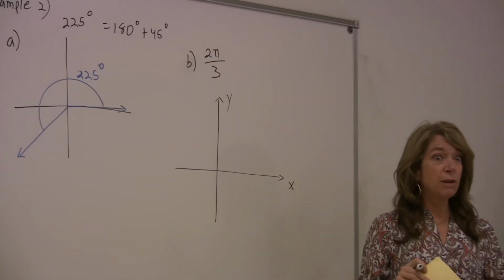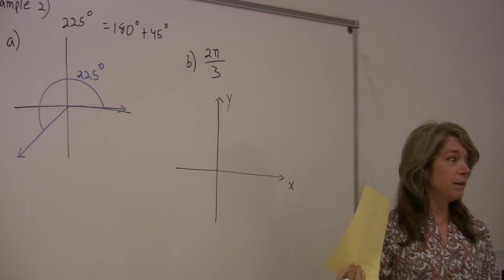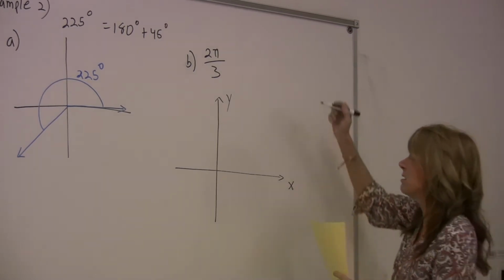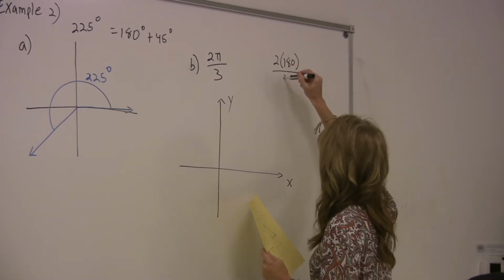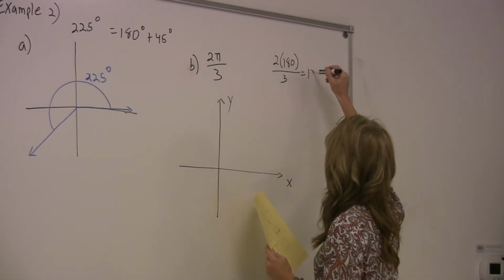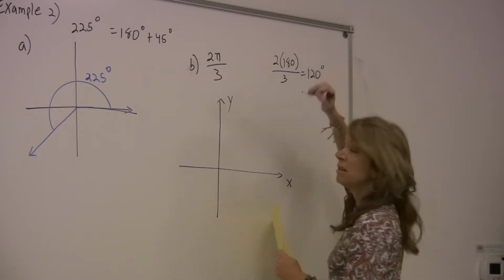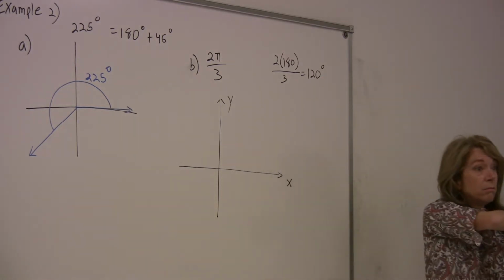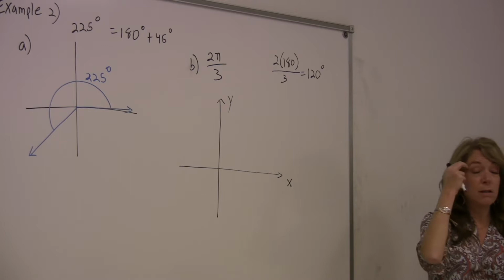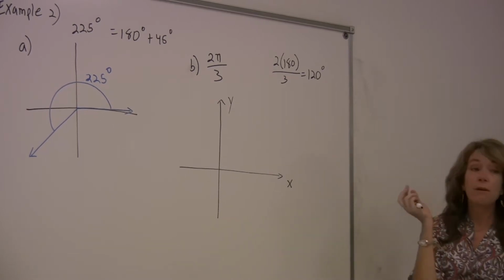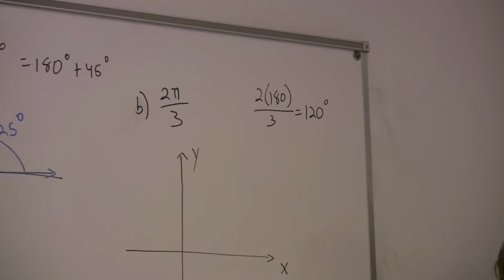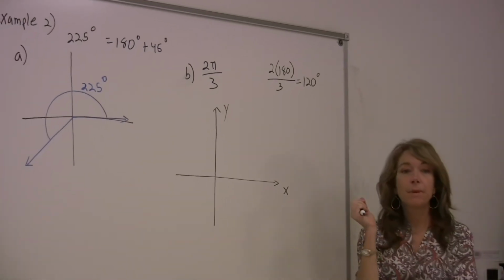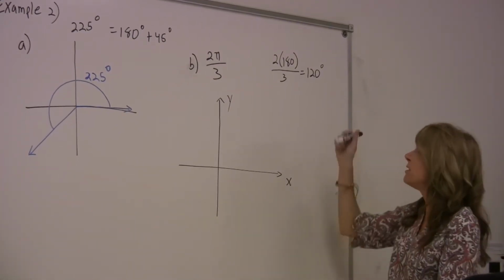So that's why I said there's a couple different techniques. Some people think better in degrees. If you think better in degrees, change it to degrees. 2 times 180 over 3, I think it turns out to be 120. And if we look at it that way, let's just finish doing it this way. If we look at it as 120, how are we going to find 120? 90 plus 30.